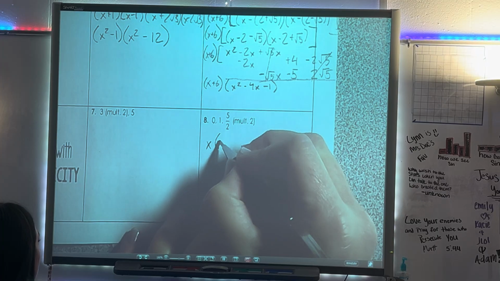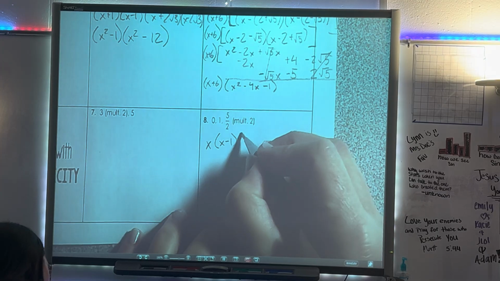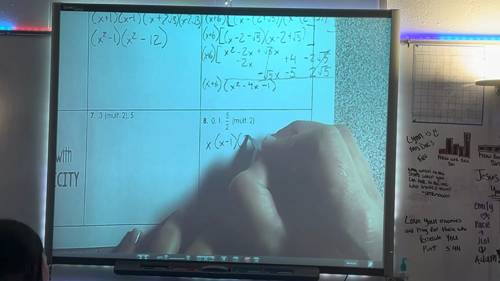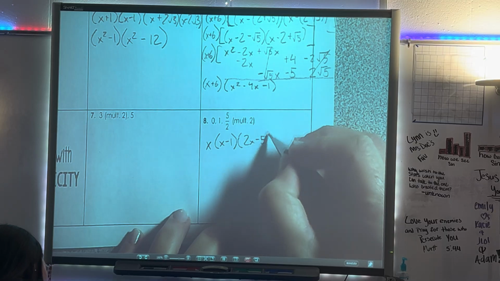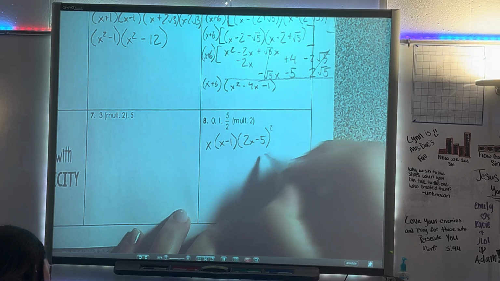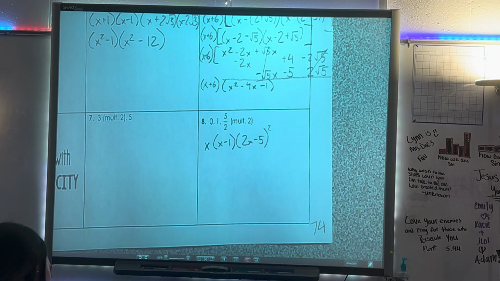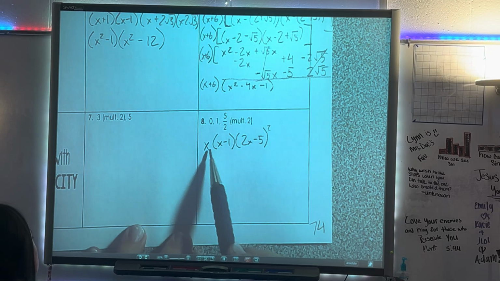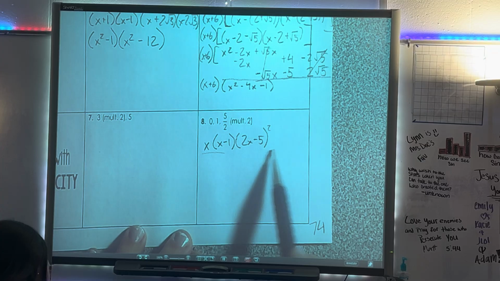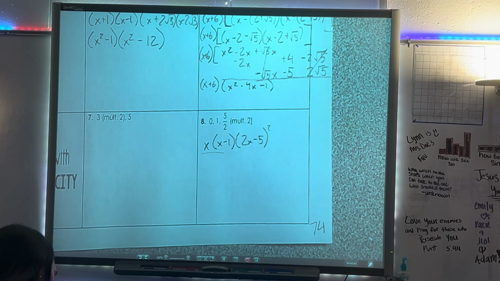Then I have x minus 1, and then this will be 2x minus 5 squared, or you can write your 2x minus 5 twice, however you want to go about that. Then if it was me, I'd multiply this together first, I'd FOIL that, and then I'd multiply them together. Is that logical to y'all? Questions on that at all? Everybody's good? Okay. So we'll go back here.